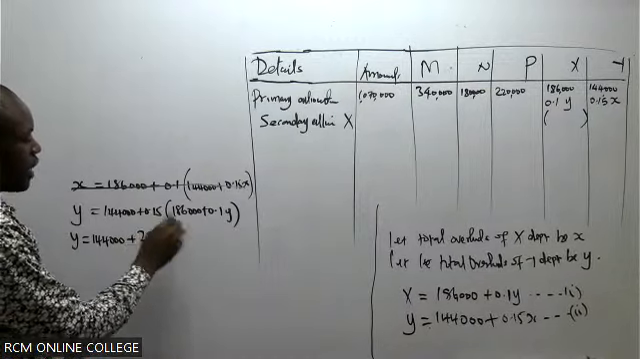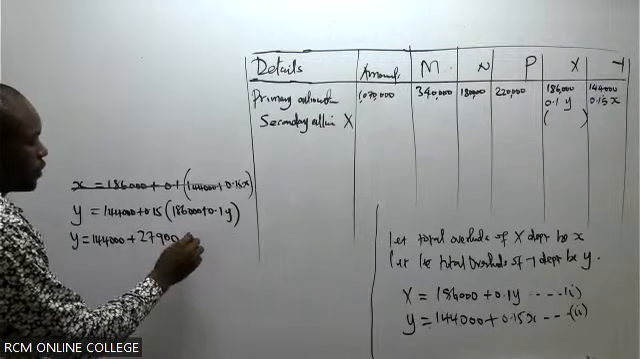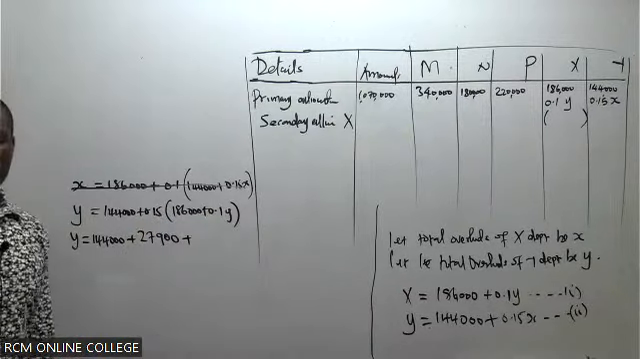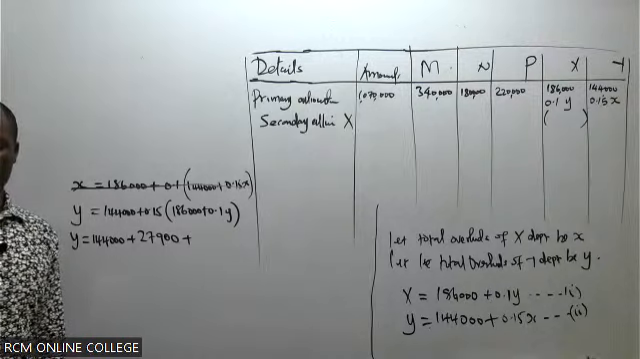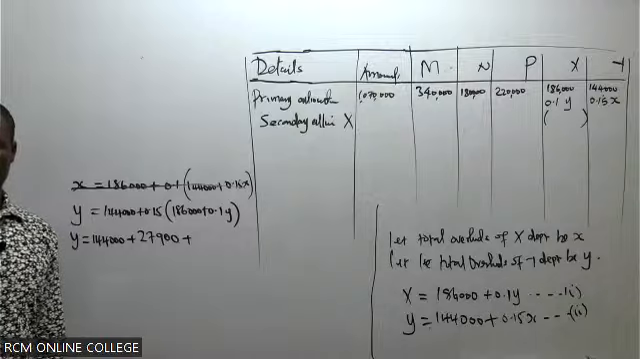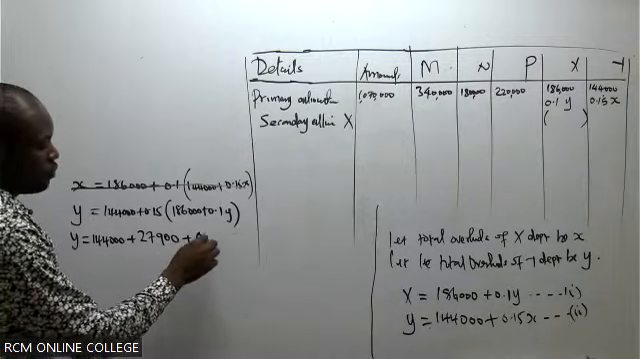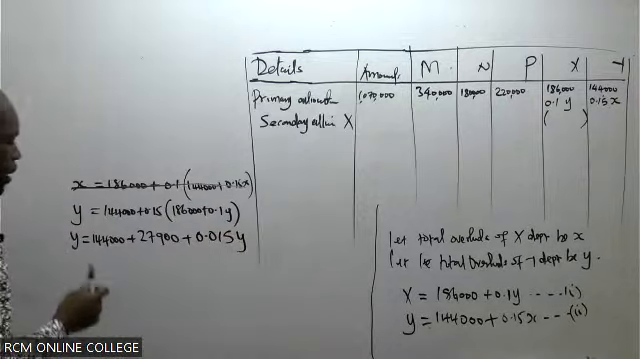So we have 27,900 plus, this is a positive multiplied by a positive, you're going to have a positive, 0.15 by 0.1. What do we get? 0.15 by 0.1 is 0.015Y. So we have Y here.